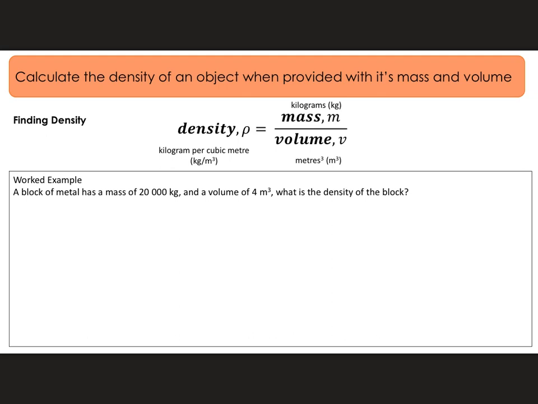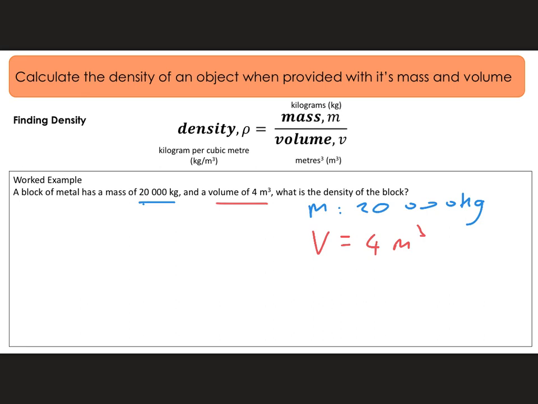So the first thing we do is highlight what we know in the question. We can see that the mass is 20,000 kilograms and the volume is 4 meters cubed. I'm just going to make a note of those two things. So the mass m is 20,000 kilograms and the volume V is equal to 4 meters cubed.